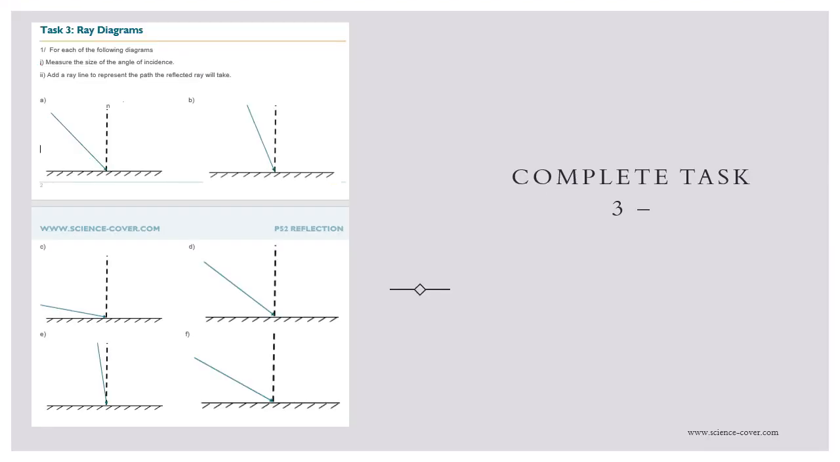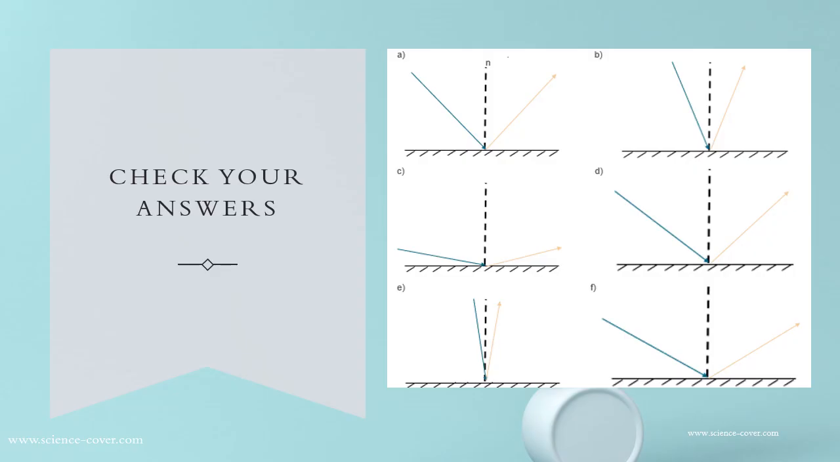Pause the video now and complete task 3, drawing in the reflected ray for each of the diagrams. Let's check our answers. For question 1, the angle of incidence should be measured between the normal and the incoming ray. We should then match the angle of reflection to this and draw on the outgoing ray as shown in the diagrams.